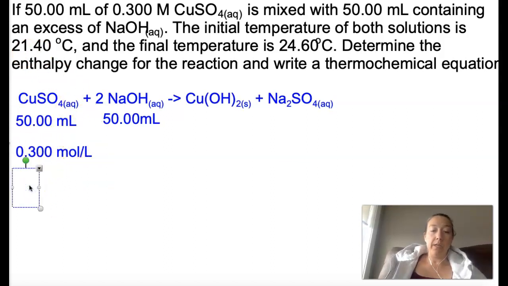So we need to calculate our delta H. So this is going to equal negative, because we are using the water. So some of you might be saying, well, wait a second, we don't have water.